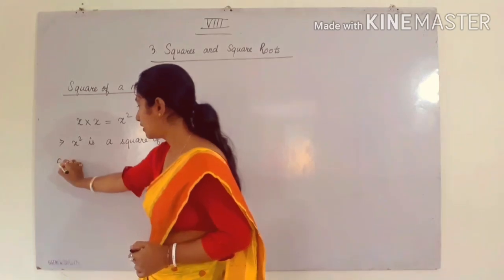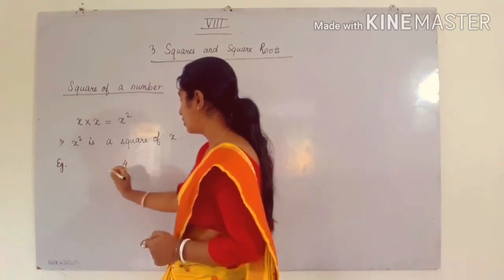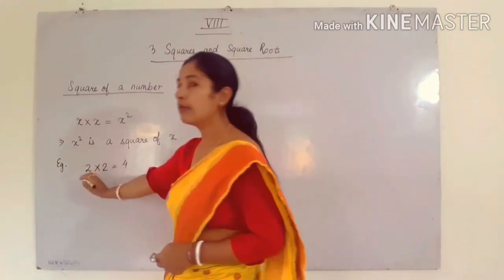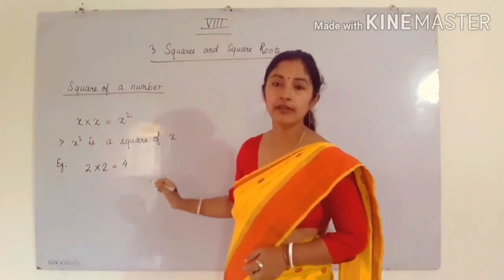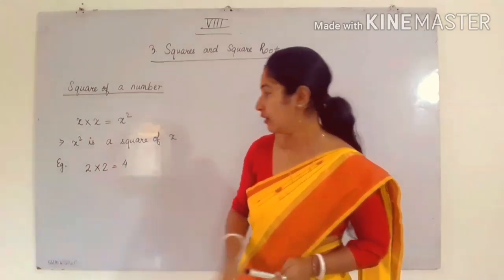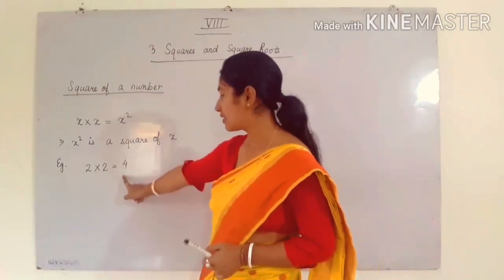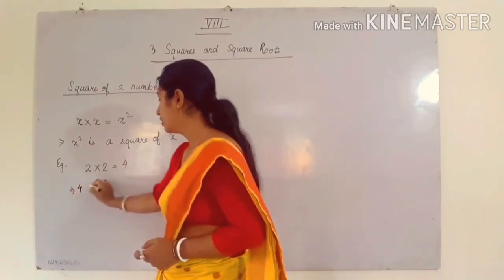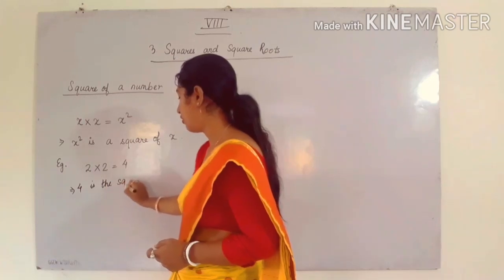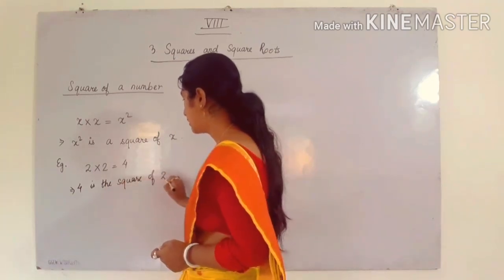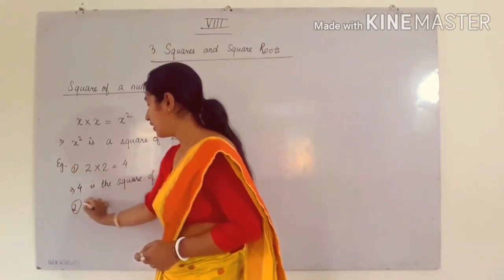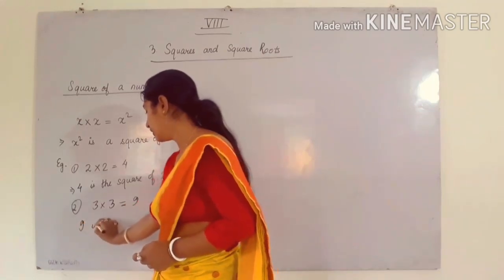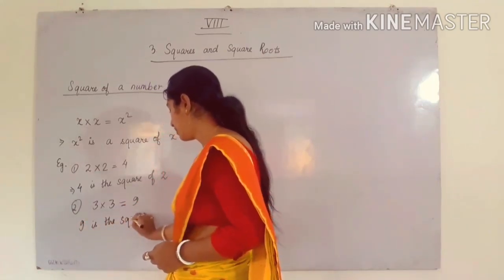Similarly, if I take another example, suppose 4. So when will we get 4? When we multiply 2 with itself. So any number multiplied with itself, we get a number, and that number will be the square of the given number. So here we can say 4 is the square of 2. Similarly, example number 2, 3 into 3 is equal to what? 9. So 9 is the square of 3.